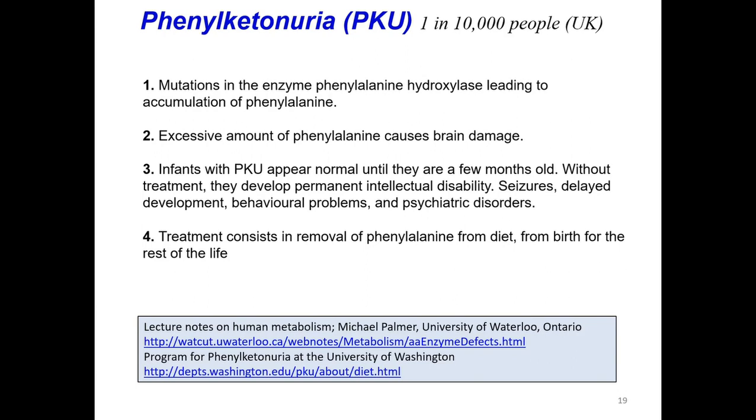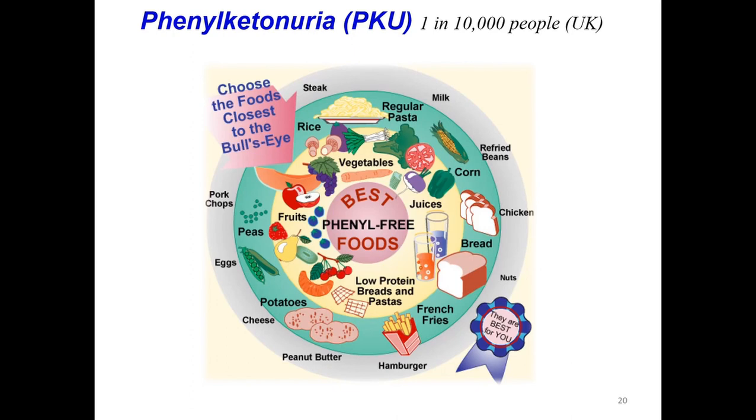However, if we don't detect PKU at birth, then there's a problem because the baby will go on to develop intellectual disability and this brain damage is irreversible. So the change in diet starts at birth, as we said, and this will go on through the entire life of these people. They cannot eat phenylalanine because they can't break it down, they can't metabolize it. And so their diet is pretty much a vegan diet.